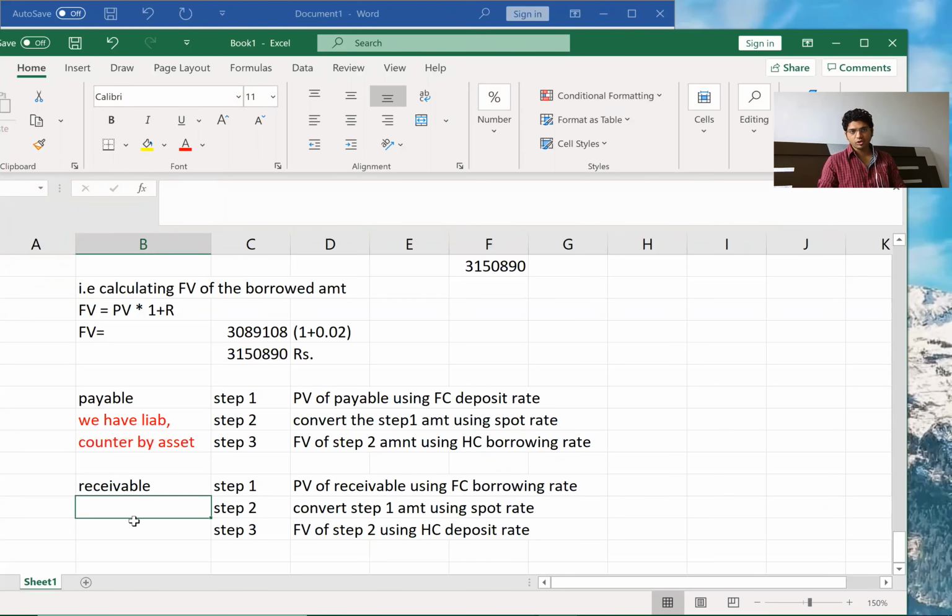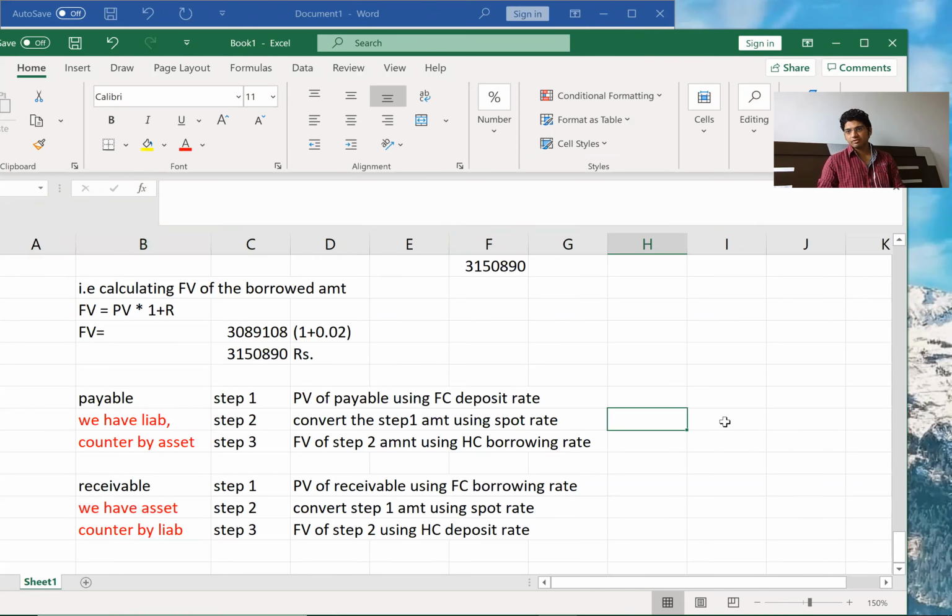Okay. And here, what was the logic? If we are receivable, we have an asset. So what we'll do, we'll counter by creating a liability. If we are creating a liability, means what? We borrow in step 1. If we are borrowing in step 1, we deposit in step 3.